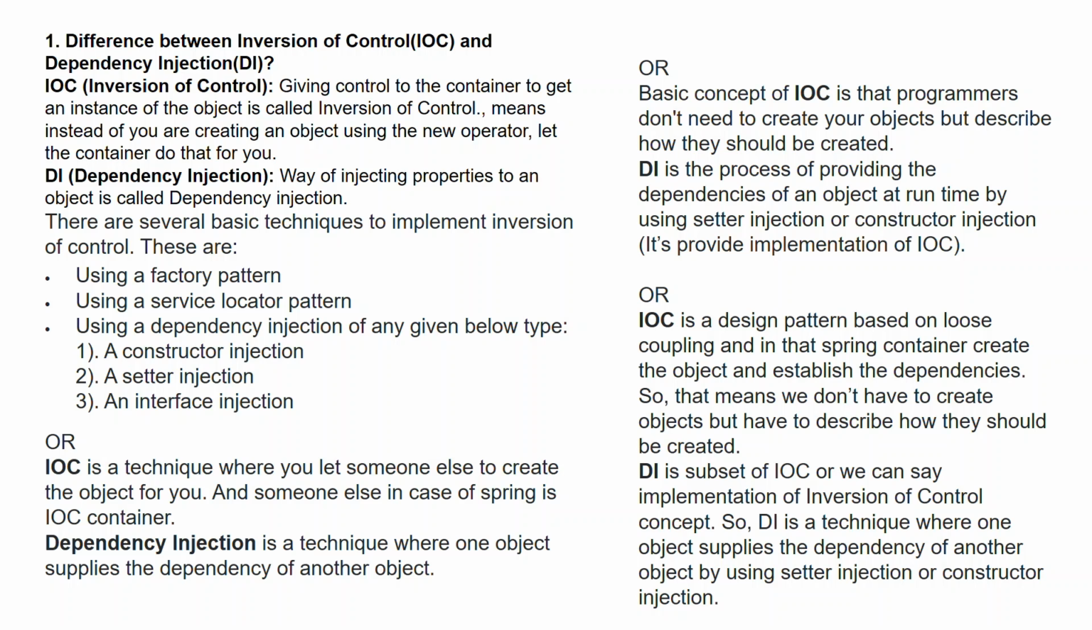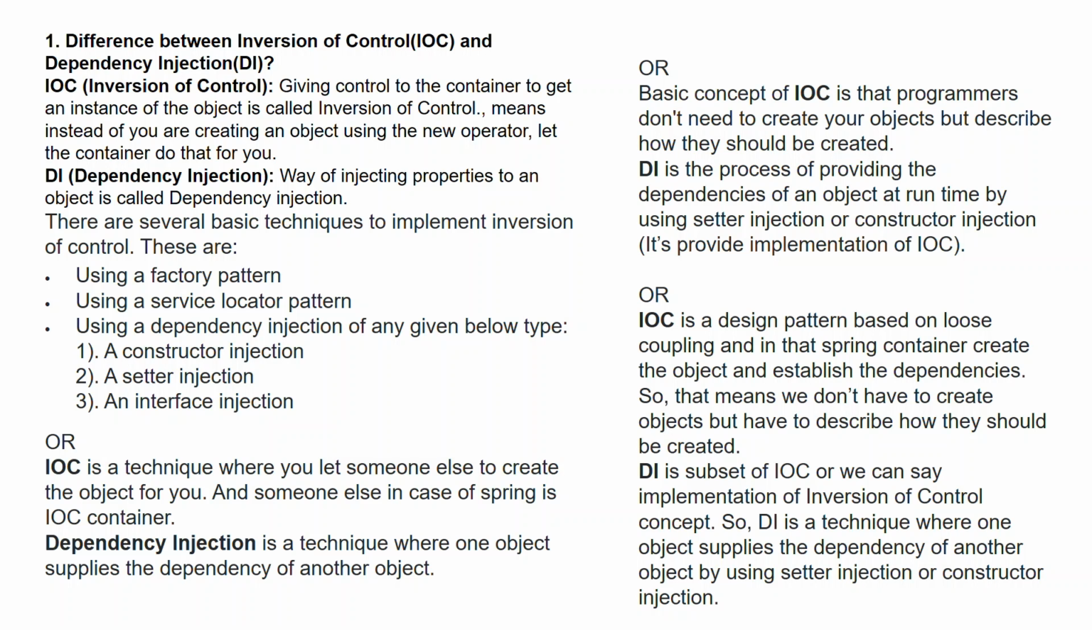There are several basic techniques to implement inversion of control. These are: using a factory pattern, using a service locator pattern, using a dependency injection of any given below type. 1. A constructor injection. 2. A setter injection. 3. An interface injection. Or, IOC is a technique where you let someone else create the object for you. And someone else, in case of Spring, is the IOC container.